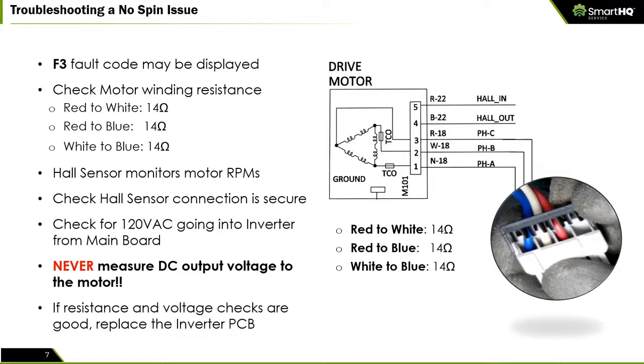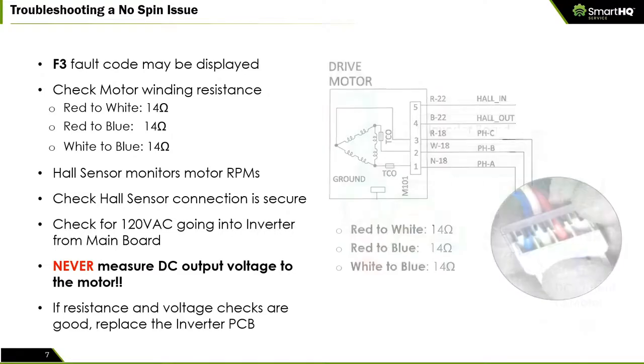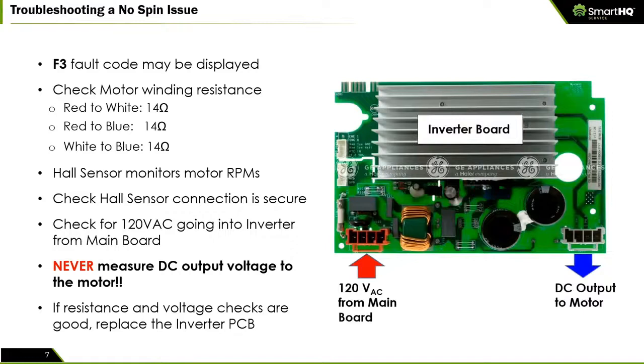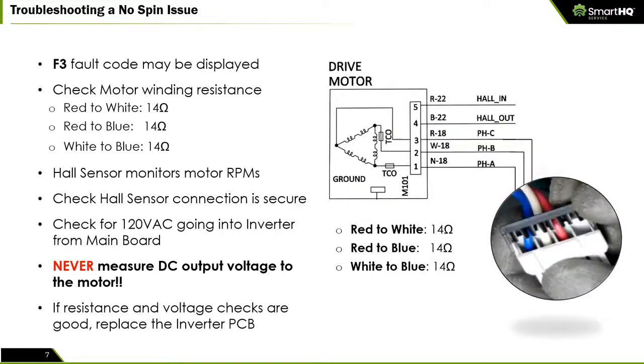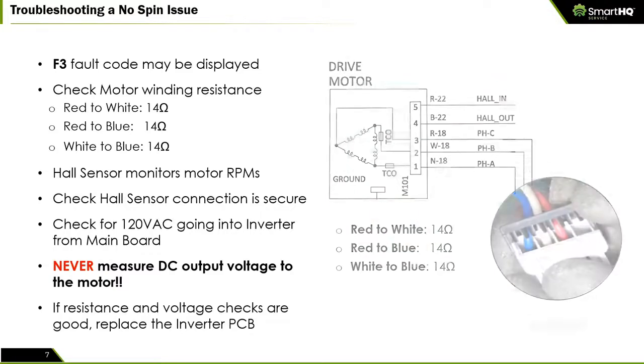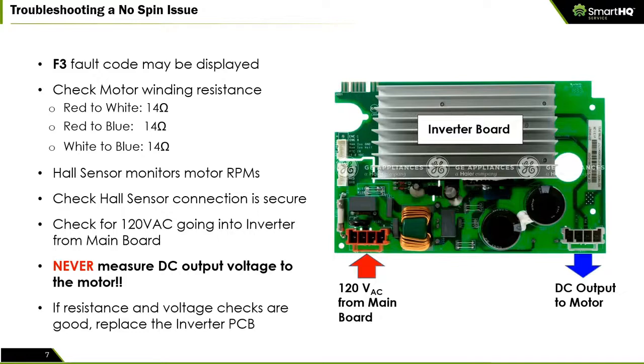Now, in terms of the inverter PCB, right, the inverter board, the only thing you can really check here is 120 volts AC going into the inverter from the main board. All right. Now, if you check the input to the inverter PCB and it's showing 120 volts AC, and you check your resistance and the resistance is fine on the motor, then it's a very high probability that the problem is your inverter PCB that's not functioning, and of course you would have to replace that.